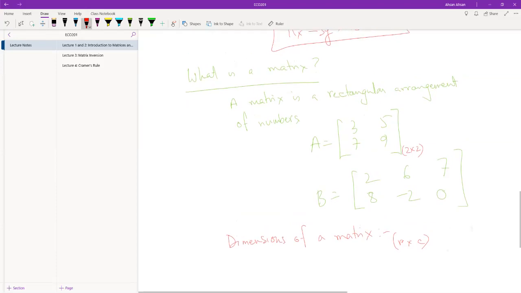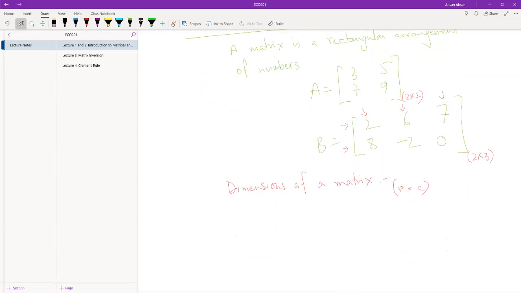Let's look at B. How many rows does B have? It has 1 row, 2 rows. How many columns does B have? 1 column, 2 columns, 3 columns. So this is a 2 by 3 matrix. And that's really it. You can create a matrix of any dimension, any rows and columns. So that's what a matrix is.